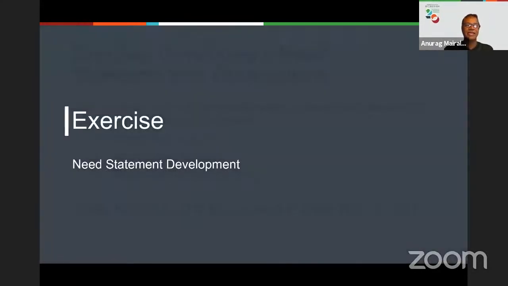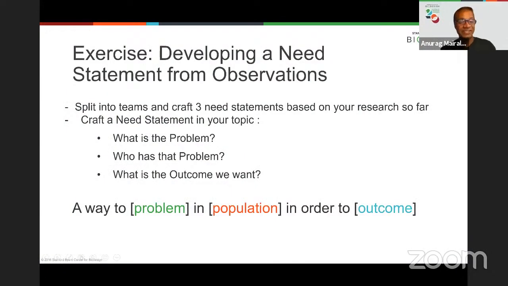So here's an exercise I want you to do now. Okay, this is the moment of truth for all of you. I want each of you, again, we can't split into teams, we don't have enough time, we can't do Zoom breakout sessions right now.